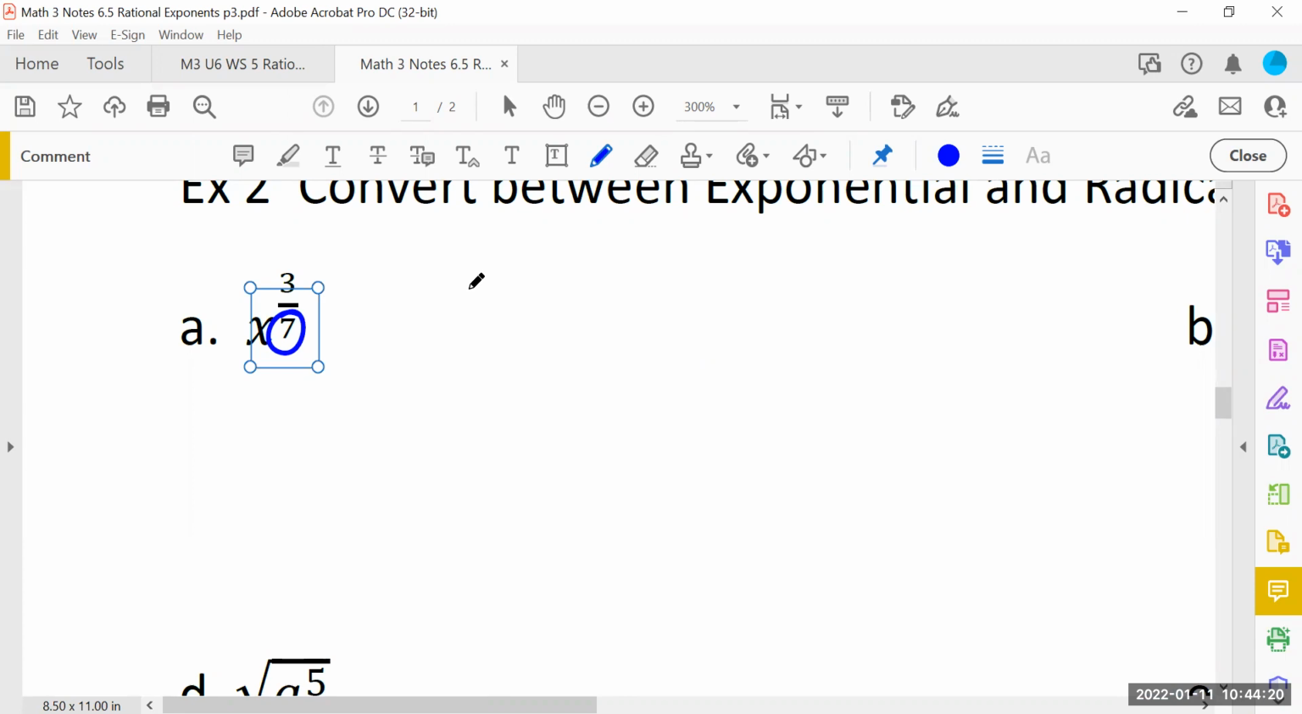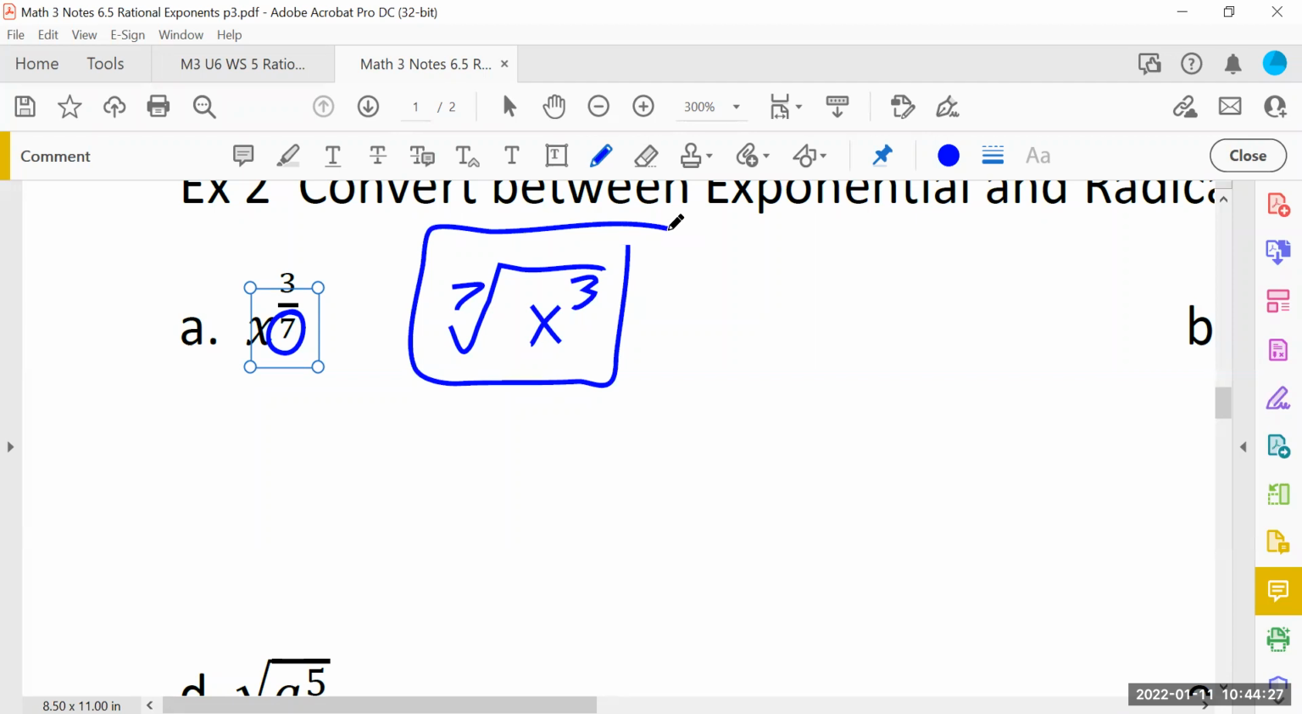So letter A here is the 7th root of x to the 3rd power. I'm done. That's my answer. All they're wanting us to do is, if it's a fractional exponent, write it as a radical. If it's a radical, write it as a fraction exponent. And again, I say fraction, they're saying rational. That's what rational means, is a fraction.